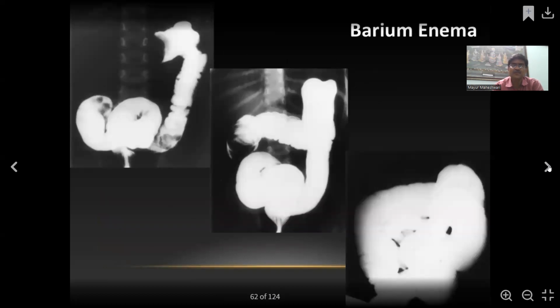So these are the pictures with the contrast. You can see initially the claw sign, then gradually there is reduction, progression, and there is complete reduction in the third picture.